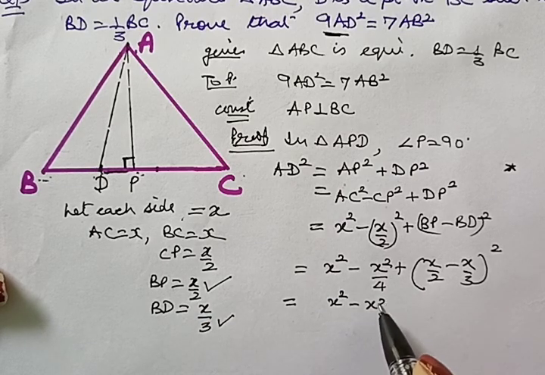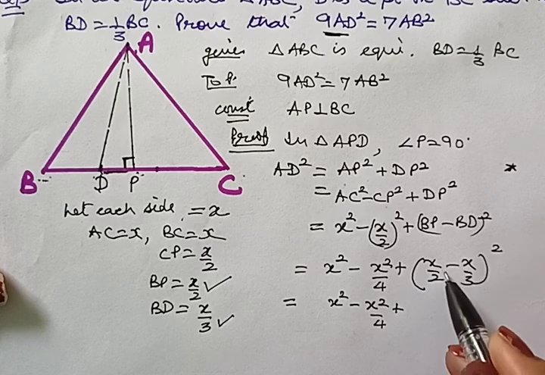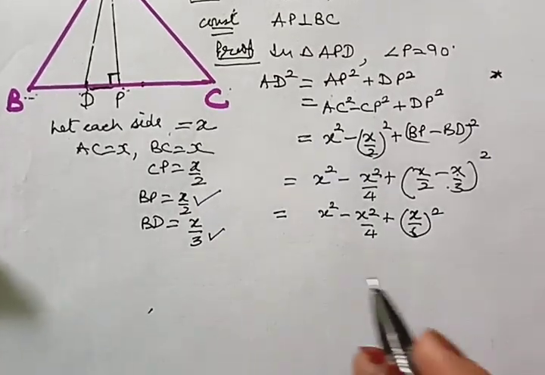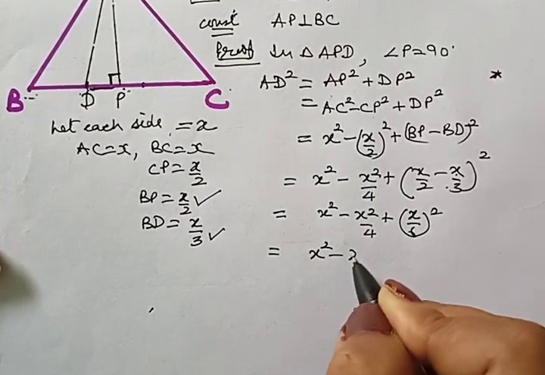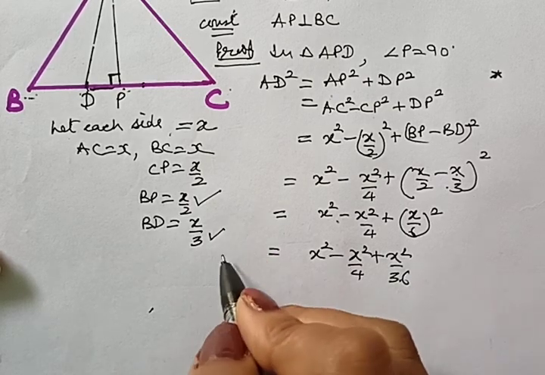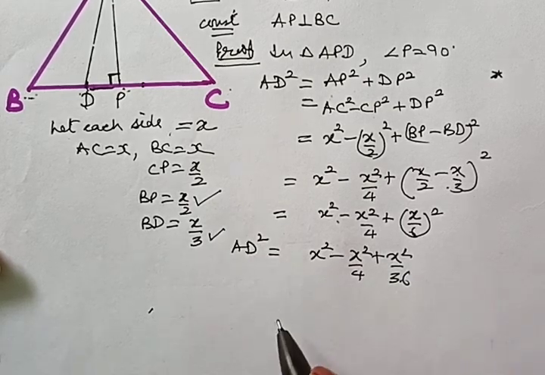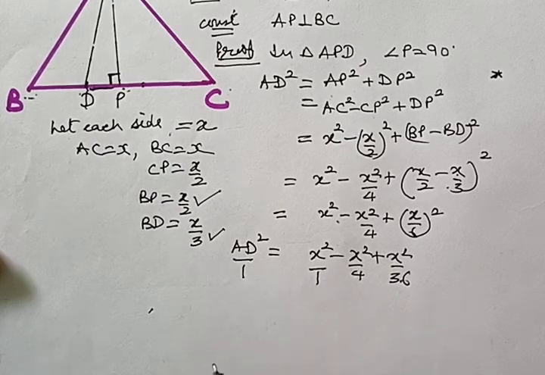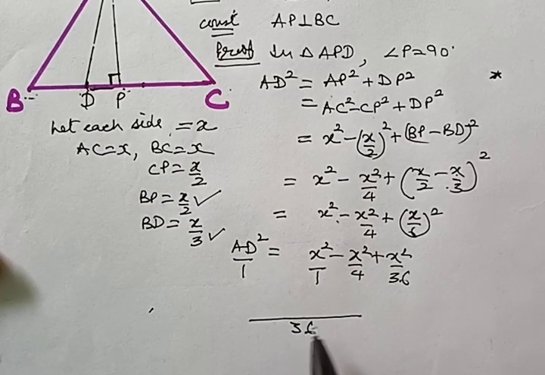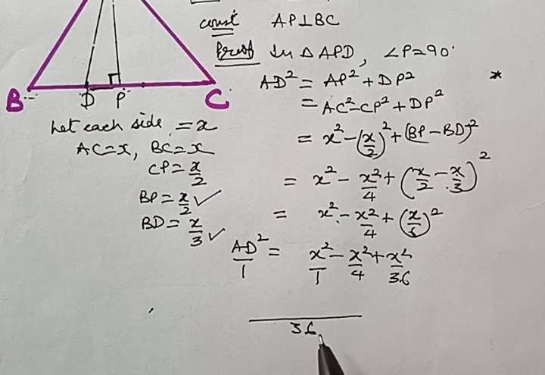So x square minus x square by 4 plus this gives me 3x minus 2x, that is x by 6 whole square. I am increasing steps for you. You can omit the steps if you want to. X square by 4 plus x square by 36. This is all AD square going on. Now let me take 36 LCM throughout. See students, when I take an LCM throughout, it gets finished. I am writing for you guys here, but you may not write it. In the previous videos also you have seen I have been taking throughout LCMs.